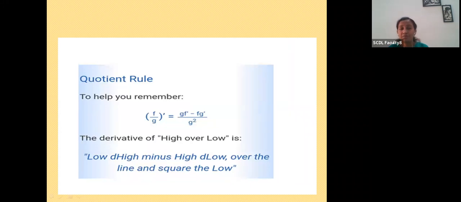Now the quotient rule. The quotient rule is used when a ratio is given. The derivative of f by g, whole bracket dash: first keep g the same and take the derivative of the numerator, that is f dash g, minus keep f the same and take the derivative of the denominator, upon g square.